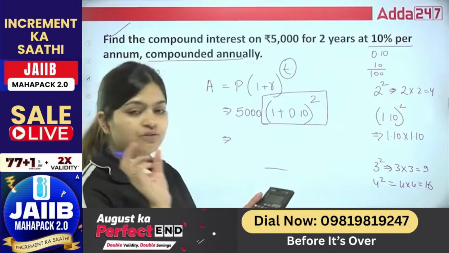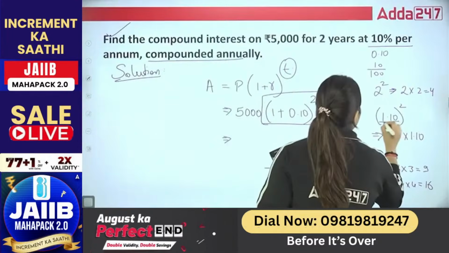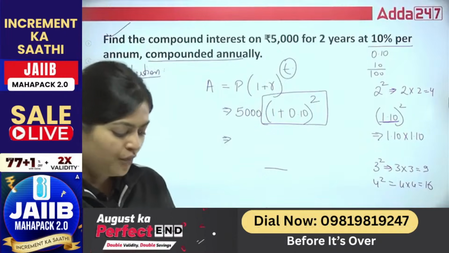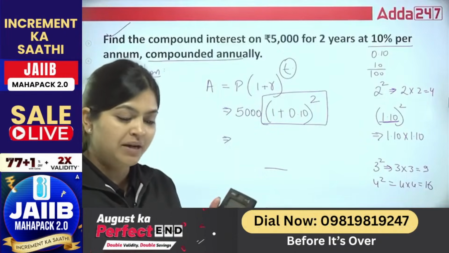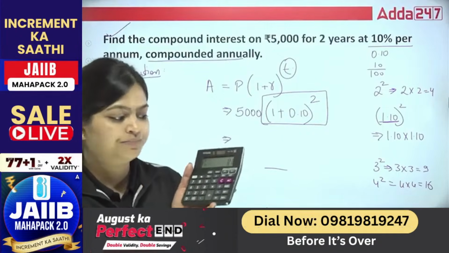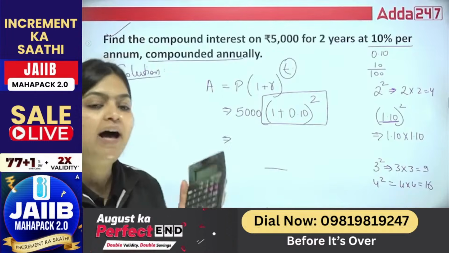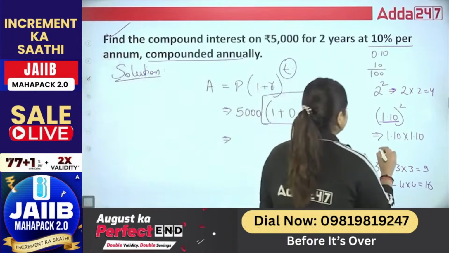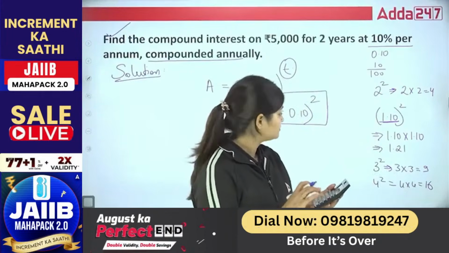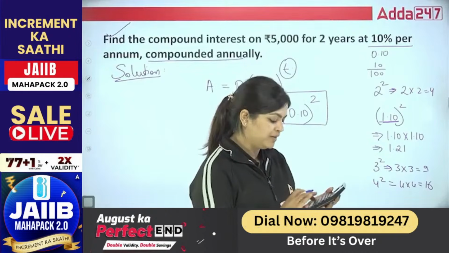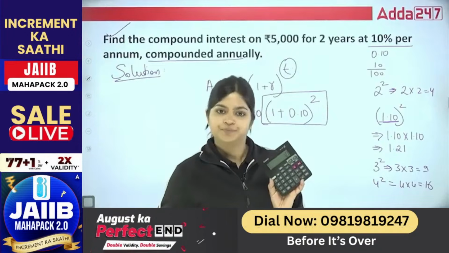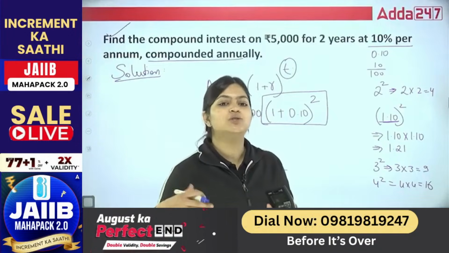Just type the base amount. 1.10 is your base amount. Type this on your calculator. 1.10, then press the multiply button and press equal to one time. On your screen you can see this amount is 1.21. Or if you multiply 1.1 into 1.1, you can see the same amount, 1.21. This is how we can calculate the square.